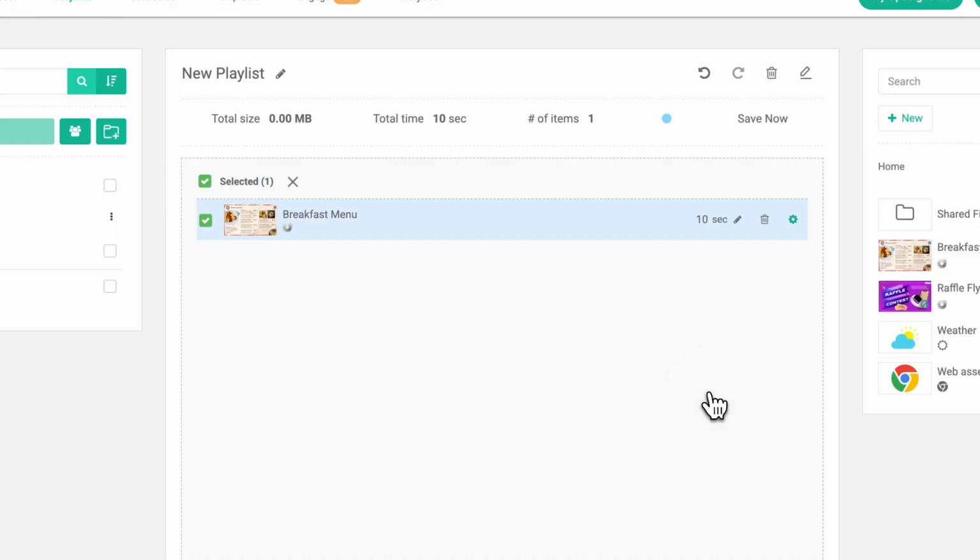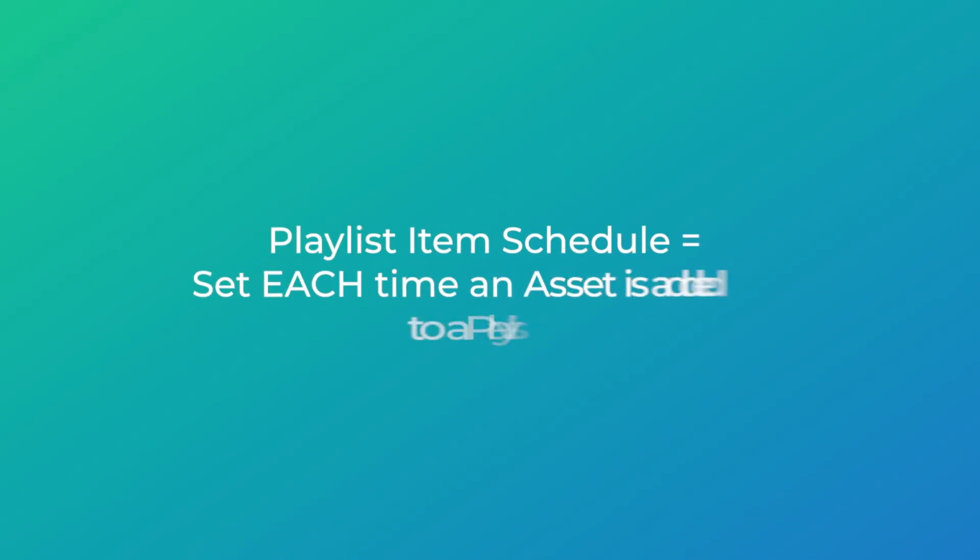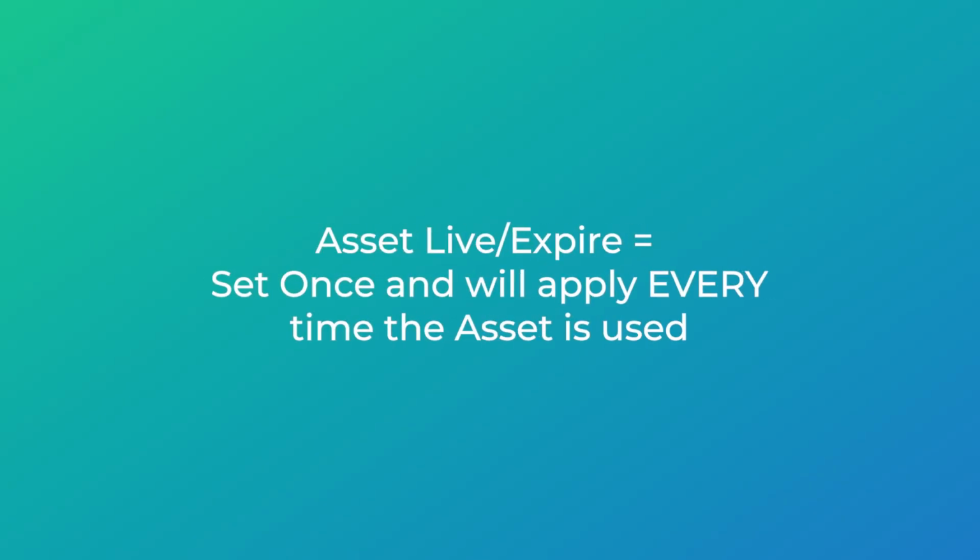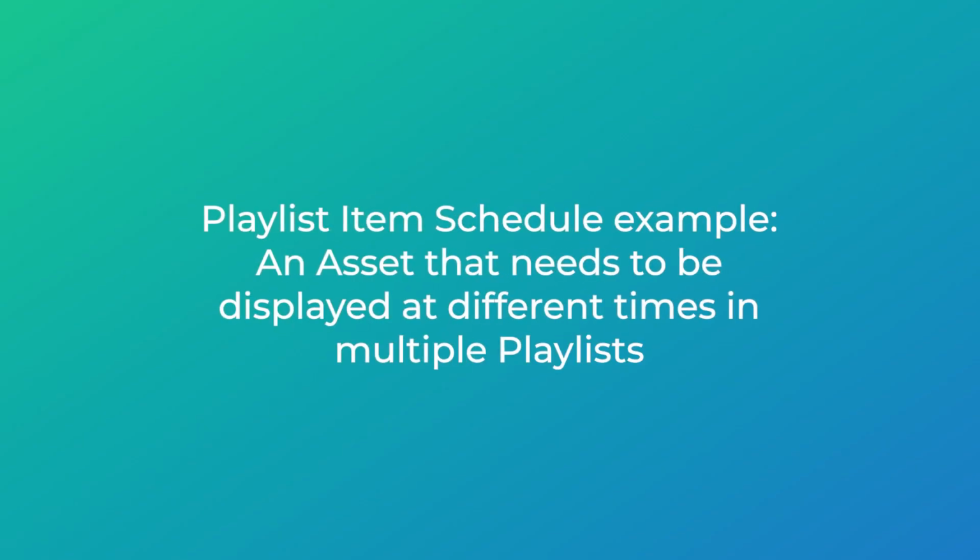The difference between setting a schedule as an item inside a playlist versus setting it at the asset level, like our previous example, is playlist item scheduling has to be done each time you drag an asset into a playlist, versus the asset live expire, which only has to be done one time. The reason you would choose playlist item scheduling would be if you have an asset that needs to be displayed at different times in different playlists. You would want to set that at the asset level.